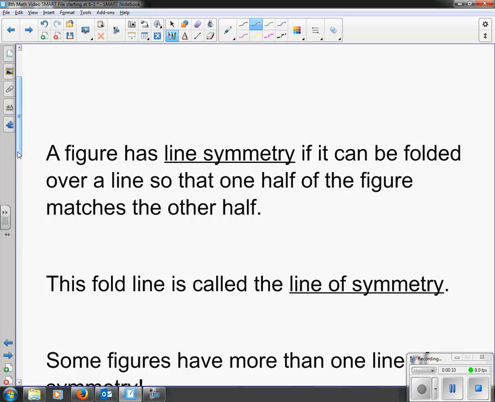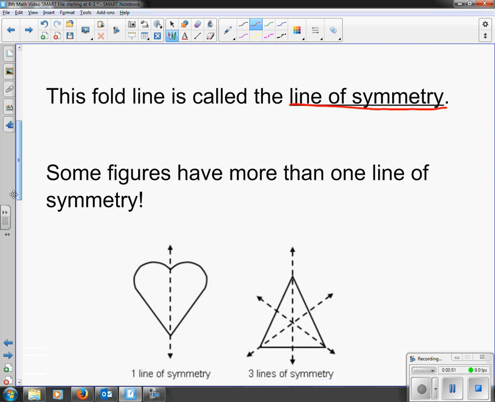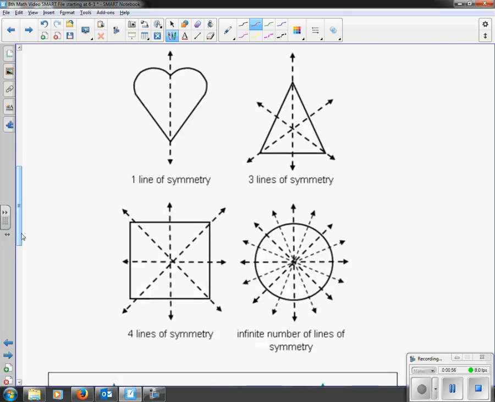A figure has line symmetry if it can be folded over a line so that one half of the figure matches the other half. This fold line is called the line of symmetry, and you're going to see it's a dotted line. I have some examples below. Some figures have more than one line of symmetry. The heart has just one line of symmetry. If you cover one side of the heart with your hand and fold it over, it looks exactly like the other side.